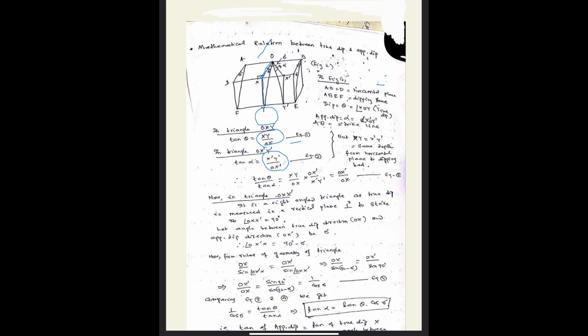But what about X'Y' and XY? They represent the same depth from the horizontal plane to the dipping bed. This is the horizontal plane, and this is the base of the dipping plane, and we have the horizontal component and the vertical component. So vertical components are of the same depth, same length. That's why when we divide these two, XY and X'Y' cancel. We have tan theta by tan alpha is OX' by OX.